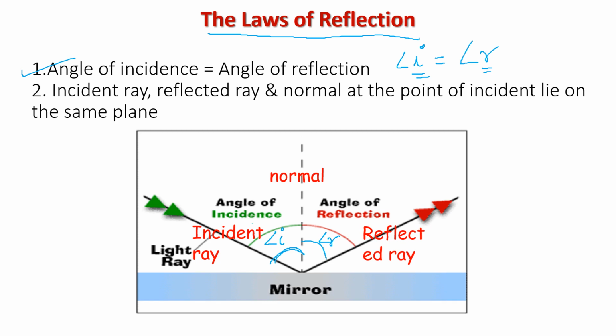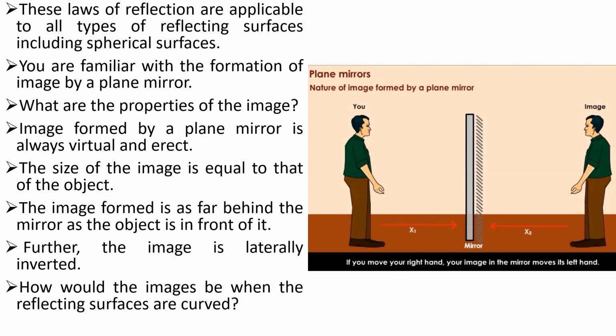Incident ray, this is your incident ray which is falling on the object, reflected ray which is going from the object, and normal at the point of incidence. All of them lie on the same plane. The laws of reflection are applicable to all types of reflecting surfaces, including spherical surfaces also, which we are going to study in the form of spherical mirrors in the next class.